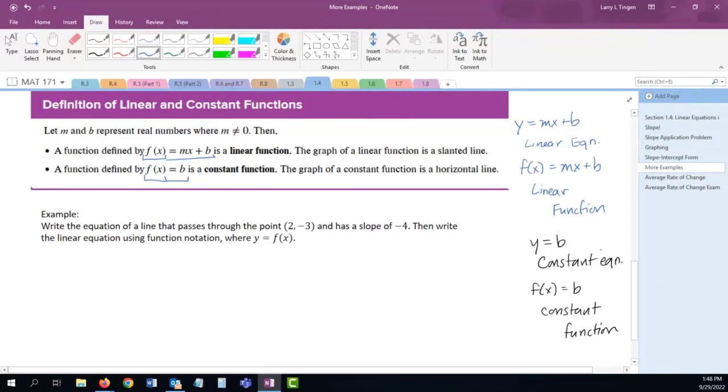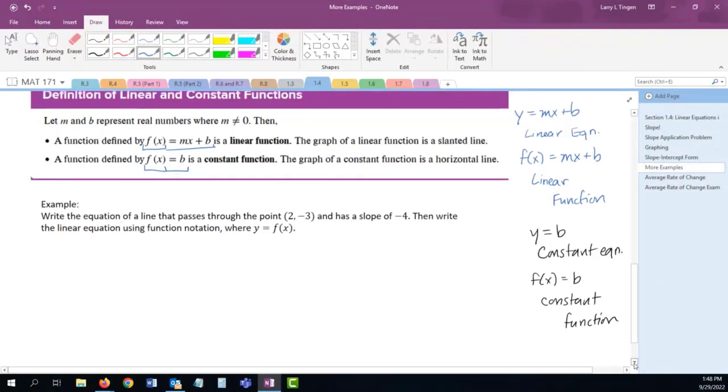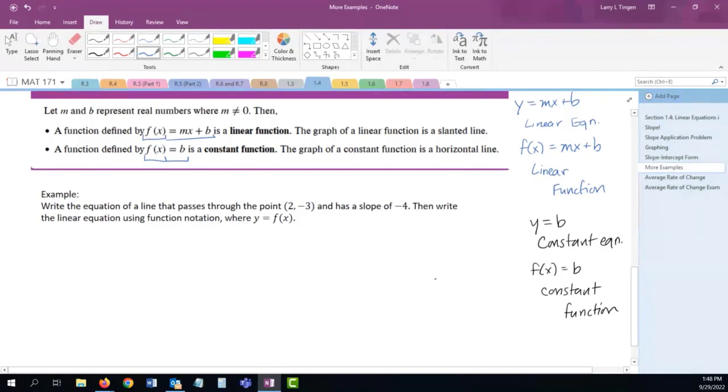Now I have one last example here, and it says to write the equation of a line that passes through the point (2, -3) and has a slope of -4, and then write that linear equation using function notation where y is equal to f of x. All right. Anytime you're told to write the equation, oh, how so?